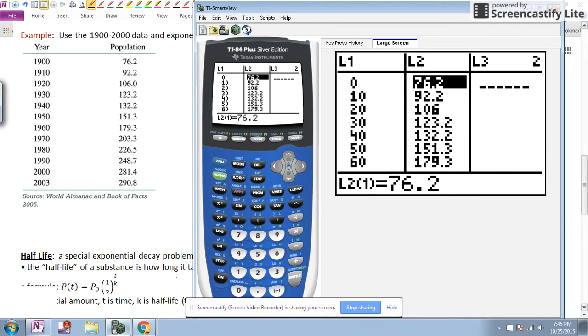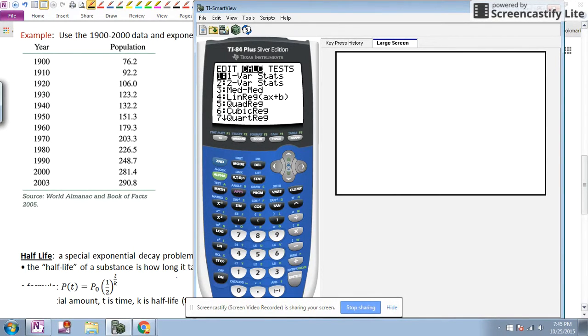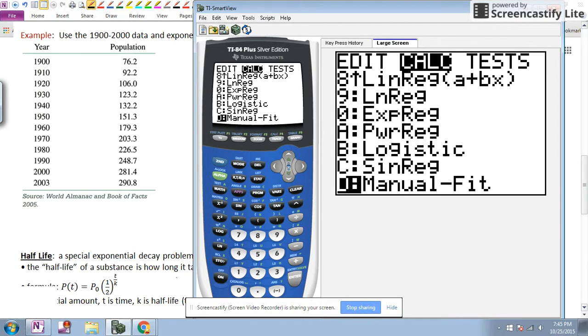And so now I can go ahead and fill in all that data. So go ahead and pause the video if you want to, because I already typed it in. And now I get them all in. Hopefully I didn't make any mistakes. And then I hit stat, go over to calc, and then I'm going to look for exponential regression. There it is, number 0. Hey, look, our good friend power regression is there too. Power from last chapter. Now I have exponential regression. I'm going to go ahead and hit enter.